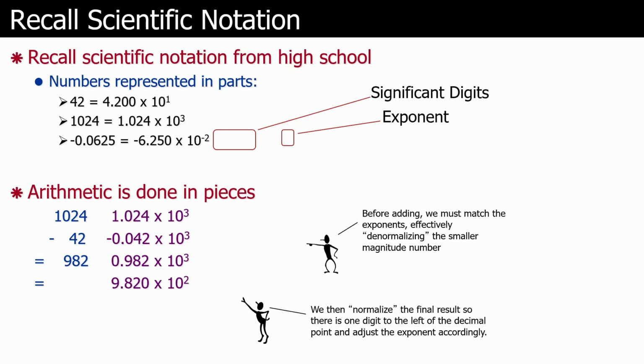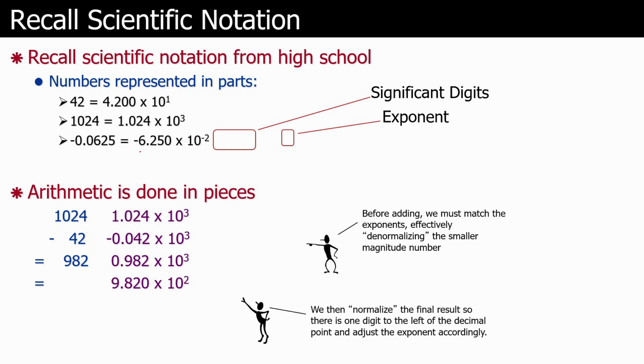So first, we should note that scientific notation is somewhat similar to floating point in the idea that you have some sort of significand multiplied by an exponent. In this case, the exponent is a power of 10, but for floating point, the exponent is a power of 2. So we can see that 42 is simply, in scientific notation, 4.2 times 10 to the 1. 1024 becomes 1.024 times 10 to the 3, and minus 0.065 becomes minus 6.25 times 10 to the minus 2.